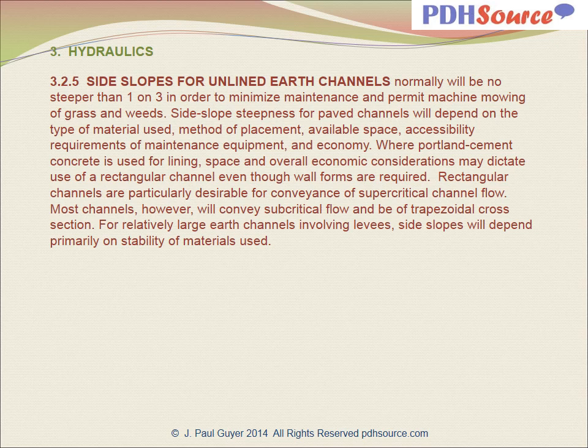Where Portland cement concrete is used for lining, space and overall economic considerations may dictate use of a rectangular channel, even though wall forms are required. Rectangular channels are particularly desirable for conveyance of supercritical channel flow. Most channels, however, will convey subcritical flow and be of trapezoidal cross-section. For relatively large earth channels, including levees, side slopes will depend primarily on the stability of materials used.